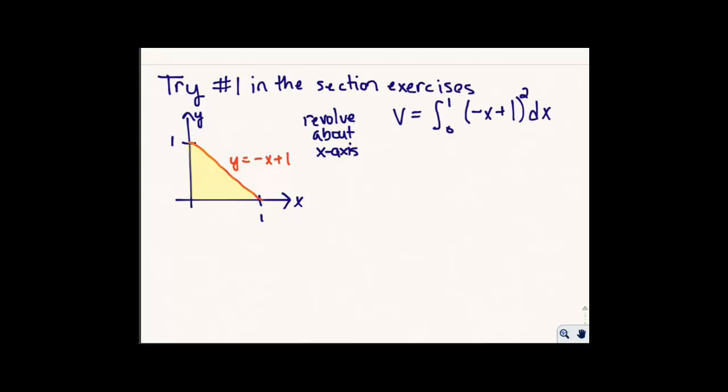Okay, so to solve this, we set up our integral. It is pi, almost forgot the pi, times the integral from 0 to 1 of negative x plus 1, quantity squared, dx. So the first thing we do is square out that negative x plus 1. And we get x squared minus 2x plus 1 dx.